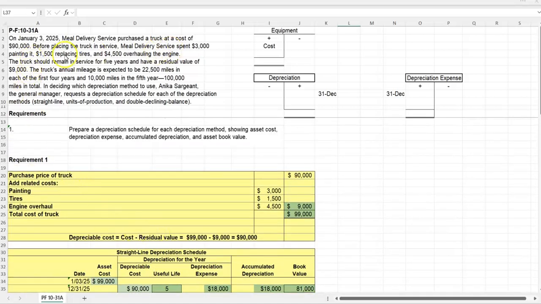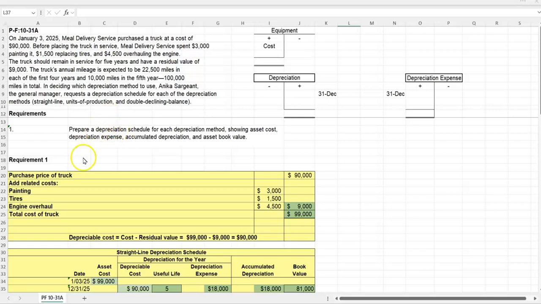So I won't bother reading the whole thing. You can read it as you go when you're doing the program. But basically, here we purchased a used truck, and the cost is going to be whatever it takes to get it in operation, just like merchandise inventory. Whatever it costs to get it on the shelf, whatever it costs to get it in operation.